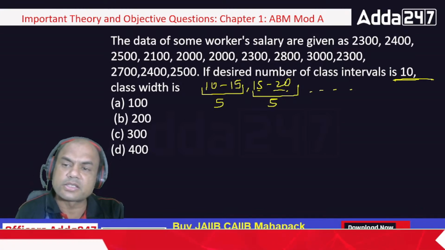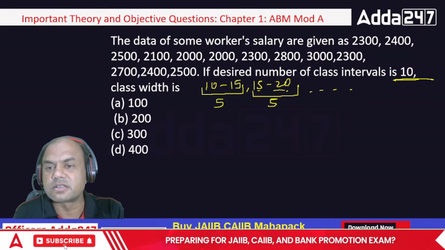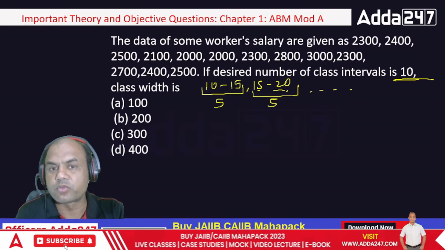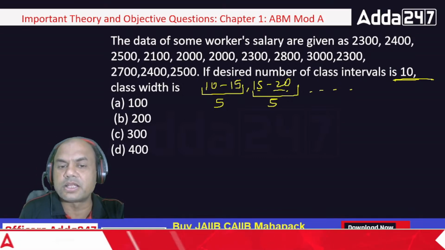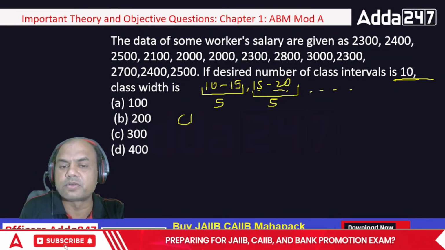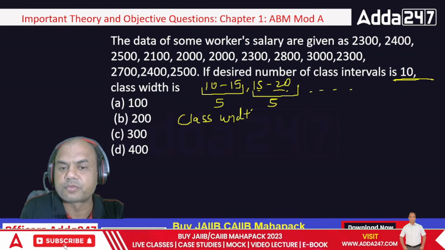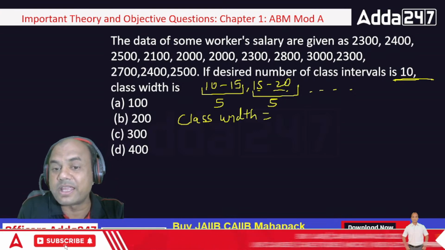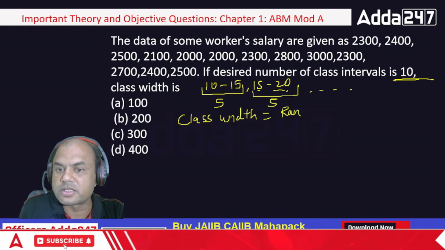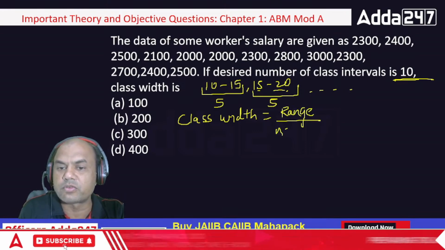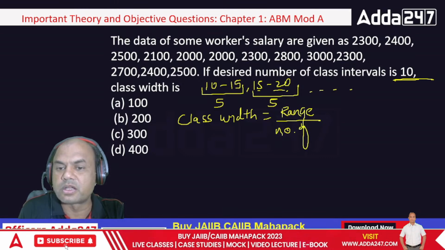So what is given over here? These numbers which are given are the elements. Now we have to find the class width. To find the class width, remember the formula is simple. Class width equals range upon number of class intervals.